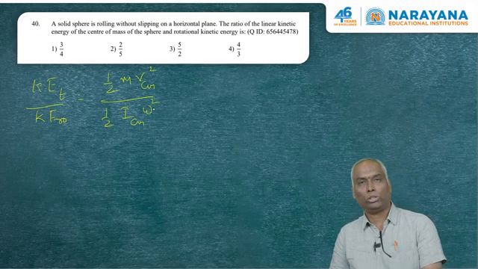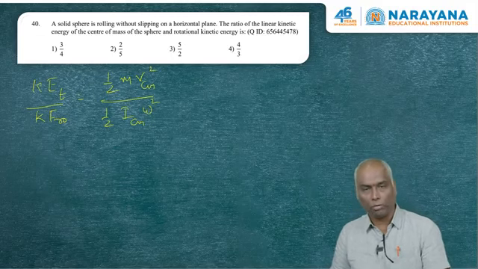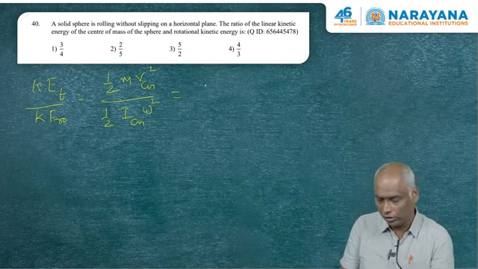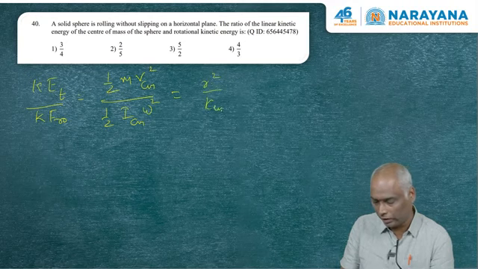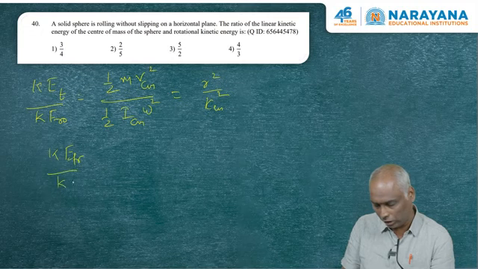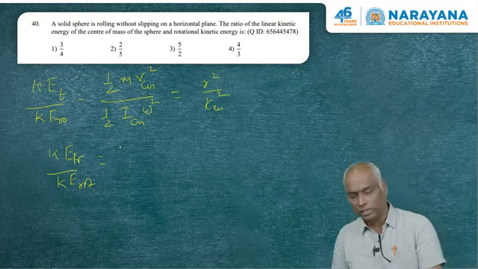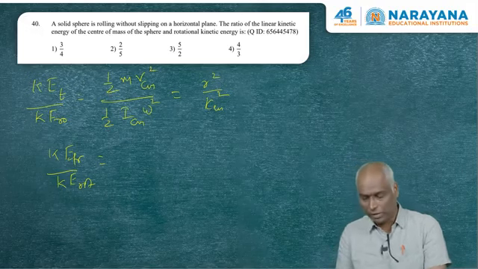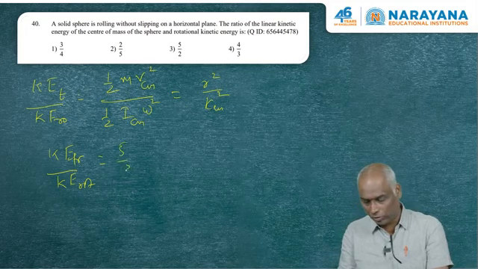Whenever a body is rolling without slipping, V_CM equals R omega, and I_CM equals M K_CM square. On simplification, we get R square divided by K_CM square as the ratio of translational kinetic energy to rotational kinetic energy. We know that for a solid sphere, K_CM square by R square is 2 by 5. So R square divided by K_CM square becomes equal to 5 divided by 2.